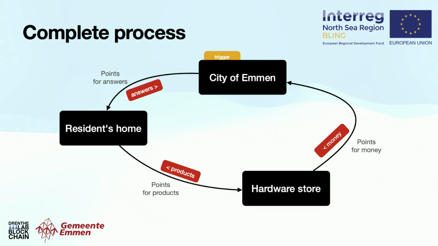So here on top, you have the city of Emme, which is the initiator of this whole process. And the city of Emme triggers this process by having a budget in points ready, money. And then residents share points for answers. So they give answers, and then points come into the balance of the home. But residents share products for points with hardware stores. And then hardware stores share points for money with the city of Emme. So then you have the whole loop closed.